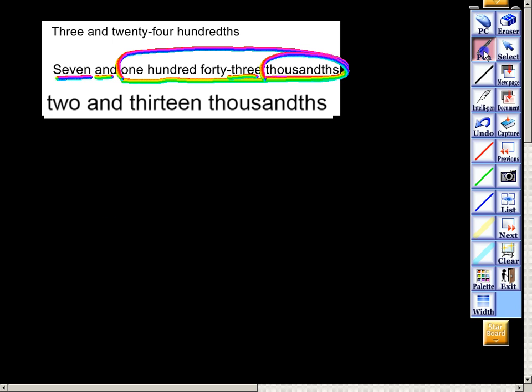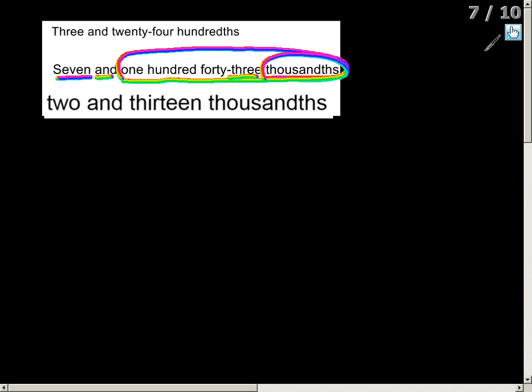Okay, now we're going to take a look at one last problem together, 2 and 13 thousandths. Now this one's a little tricky, but the first thing we want to do is write the 2 down, the whole number. We have and for the decimal point, pretty simple there. Now we have the number 13, and it's going to be 13 thousandths.